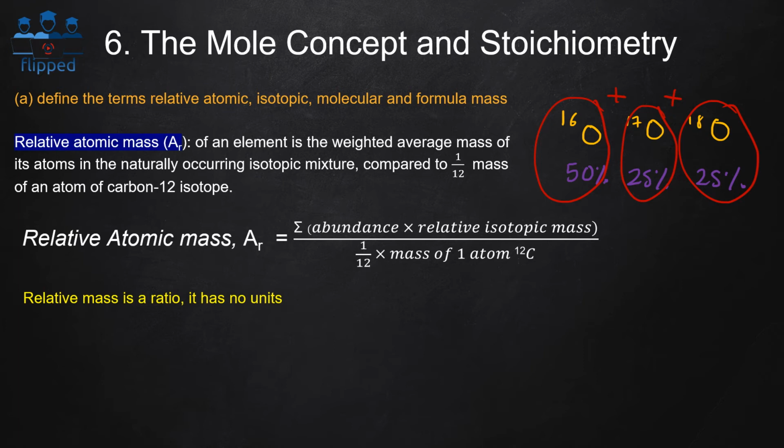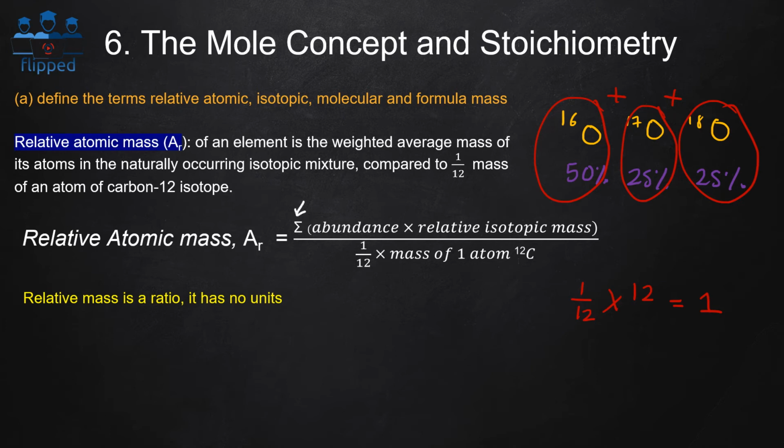The bottom portion, as usual, is 1/12 times the mass of one atom of 12C, which is 12. So it's just nice, it gives me a number of 1. Whatever mass I have on top, divided by 1, gives me the same number here. So this formula is actually the same. It's just that this sign may confuse you.